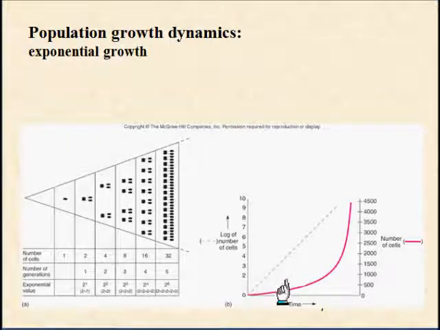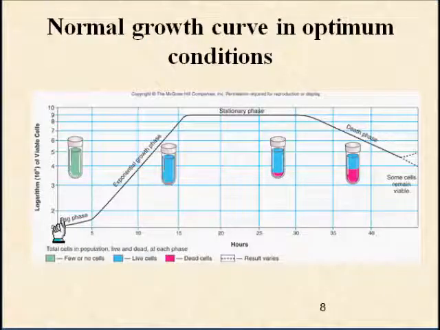And so this is the type of curve that we actually see. It is not a straight linear curve. So again, normal growth curve: lag phase, exponential growth, and that curve should be sharper, stationary phase, death phase.